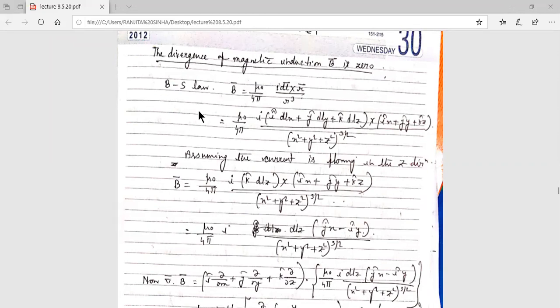Now from the Biot-Savart law we know B equals mu 0 by 4 pi, I dl cross r by r cube. This is the Biot-Savart law. Now what is the Biot-Savart law? If there is a current carrying conductor, then it produces a magnetic field around it. The magnitude and the direction of the magnetic field are given by the Biot-Savart law. This is the expression of the Biot-Savart law. Mathematically we have to prove that divergence of B equals 0.